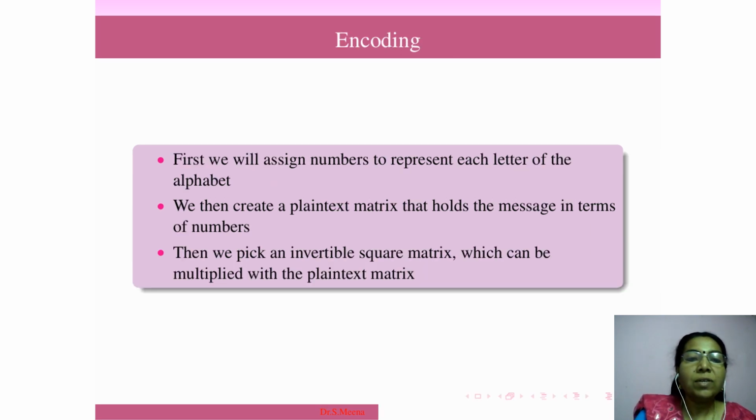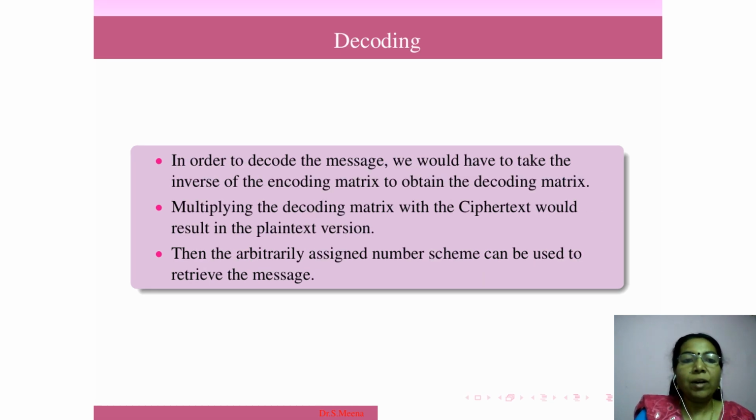In encoding, first we assign numbers to represent each letter of the alphabet. Then we create a plain text matrix that holds the message in terms of numbers. Then we pick an invertible square matrix which can be multiplied with the plain text matrix. The same way for decoding: in order to decode the message, we take the inverse of the encoding matrix to obtain the decoding matrix. Multiplying the decoding matrix with the ciphertext results in the plain text version. So the arbitrarily assigned number scheme can be used to retrieve the message.